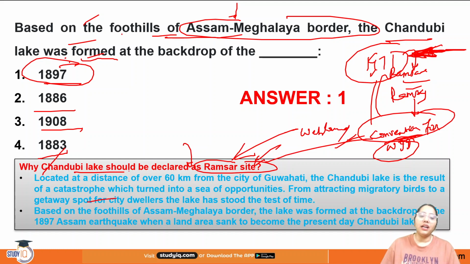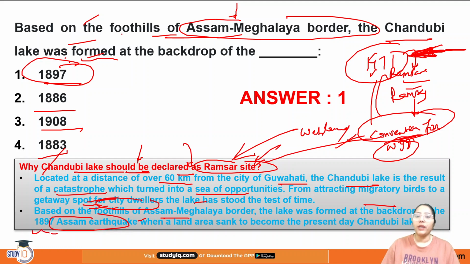Chandubi Lake is under consideration to be declared as a Ramsar site. It might happen soon. Located at a distance of over 60 km from the city of Guwahati, Chandubi Lake is the result of a catastrophic event. This catastrophic event ultimately led to a sea of opportunities, because Chandubi Lake attracts migratory birds and it is also a getaway spot for city dwellers. This lake is an important place for tourism also. It is located on the foothills of the Assam-Meghalaya border and it was formed in 1897 because the Assam earthquake happened at that period and the land area sank down. Ultimately, the lake formation happened.